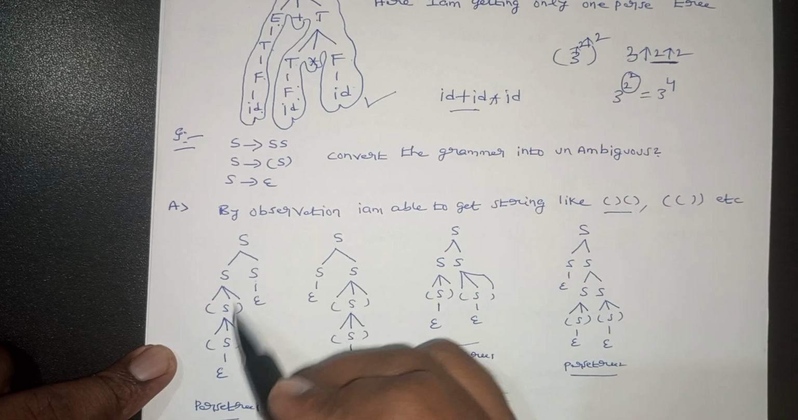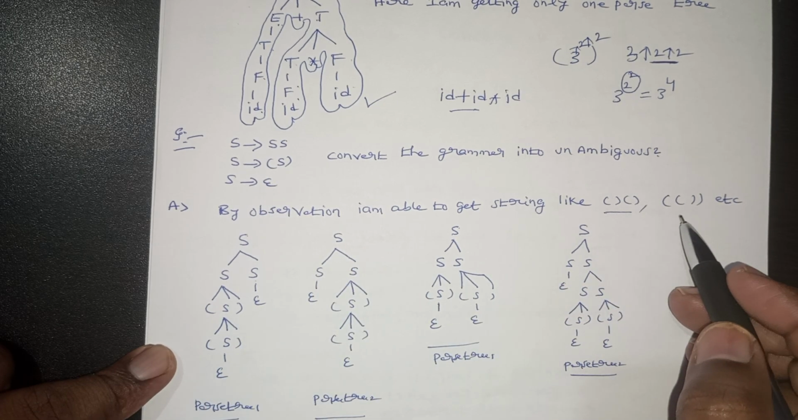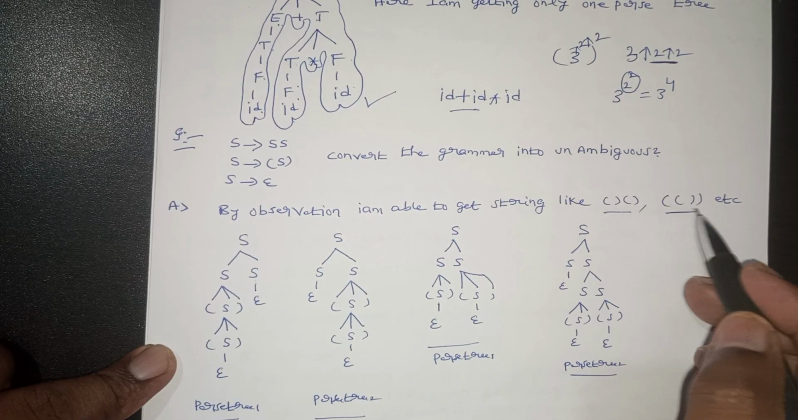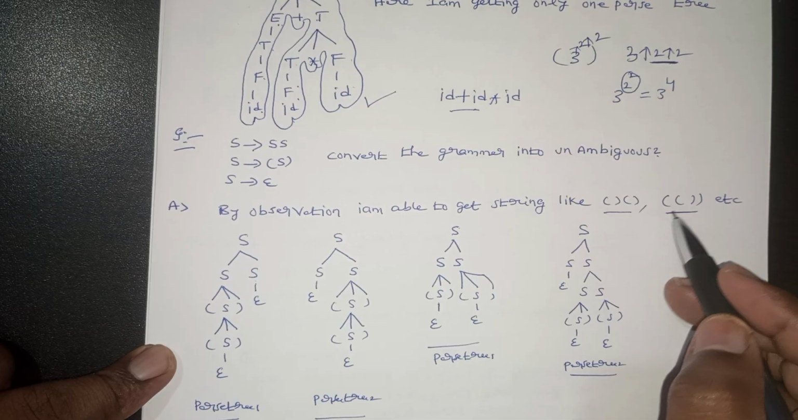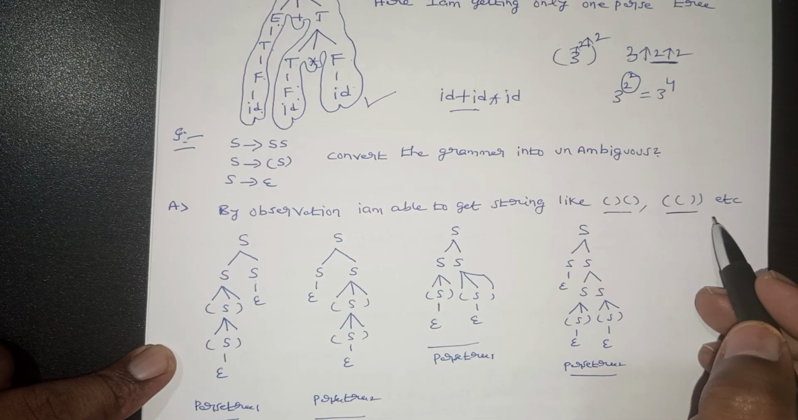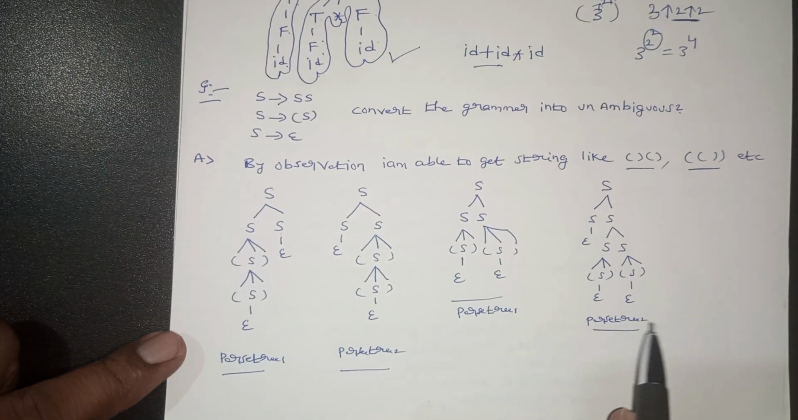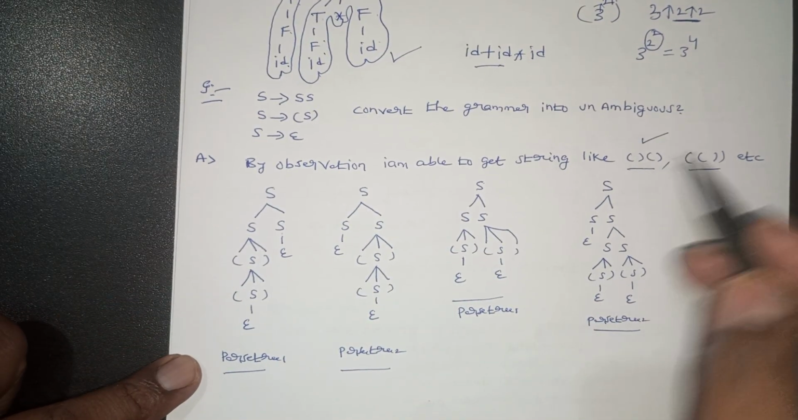Okay, I am doing here. So I may get the string like this. So like this. Okay, look, double parenthesis, etc. Now I'm checking whether the grammar is ambiguous or not. Now I am checking for this.